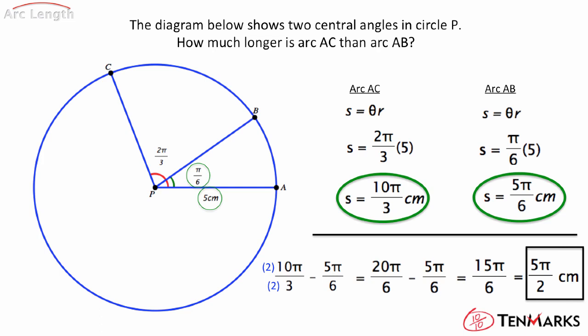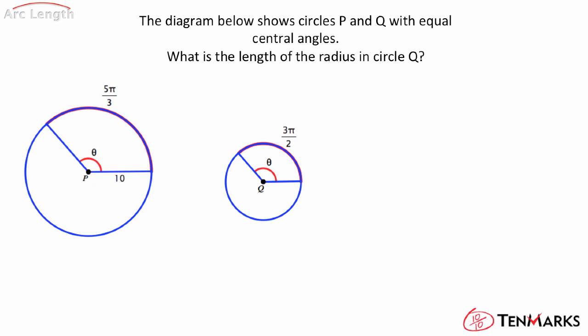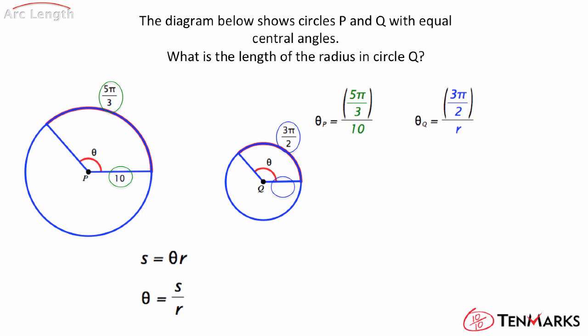Try one last problem. The diagram below shows circle P and Q with equal central angles. What is the length of the radius in circle Q? The formula for arc length is S is equal to theta times r. If you divide both sides by r, you can rewrite the equation to read that theta is equal to the arc length divided by the radius. For circle P, theta is equal to 5 pi over 3 divided by 10. For circle Q, theta is equal to 3 pi over 2 divided by the radius, which is unknown.